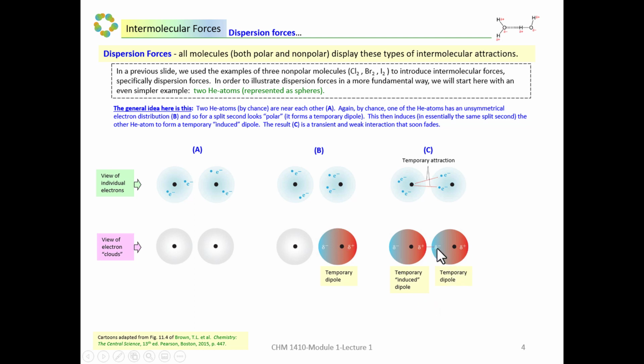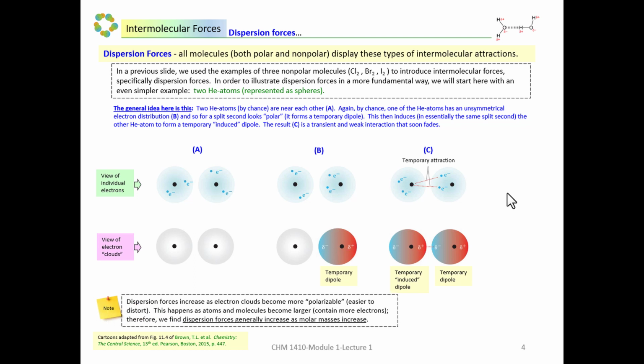now have some sort of temporary interaction between the partially negative end of one atom and the partially positive end of the other, and we say this fleeting attraction is the source of the dispersion forces in nonpolar molecules, in this case, nonpolar helium atoms.